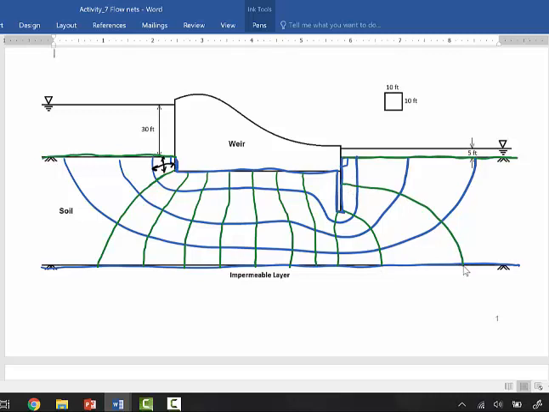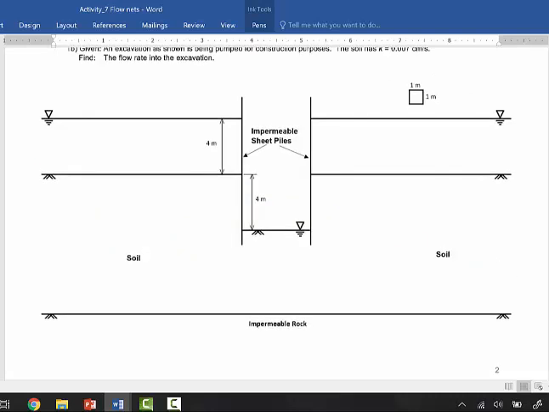So now, in this case, our delta H here is 25 feet. Our number of flow channels is 1, 2, 3, 4. Number of equipotential drops is 1, 2, 3, 4, 5, 6, 7, 8, 9, 10, 11. Now let's look at this one here.